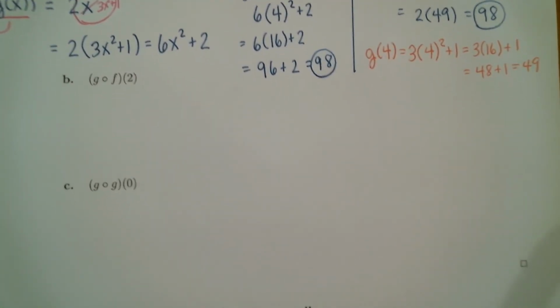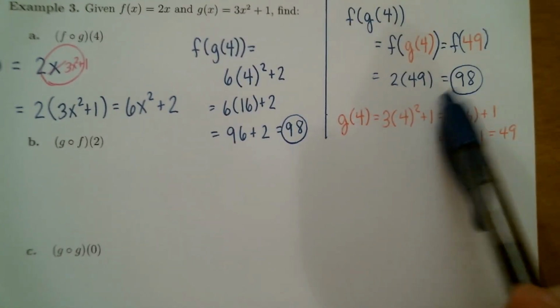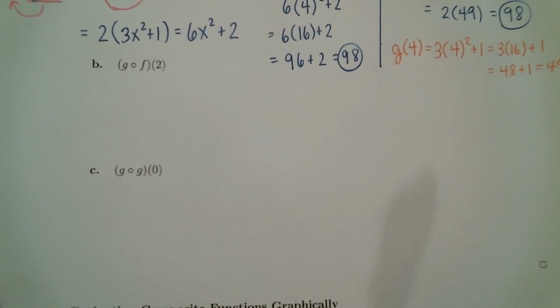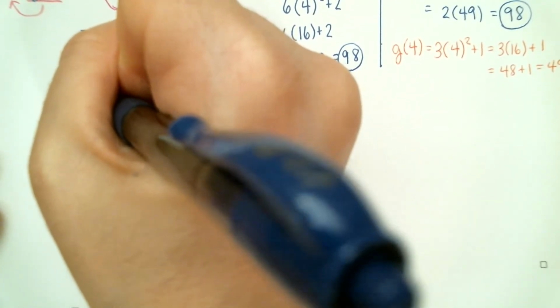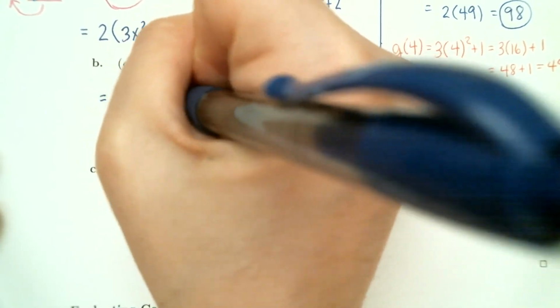All right. Let's try these other two parts B and C. And since we've had a lot of practice with forming the function and then plugging in the number, I'll do parts B and C using this method just for some practice with that. So let's see here. Let's do it this way. I'm going to go ahead and write this down. This is G of F of 2.